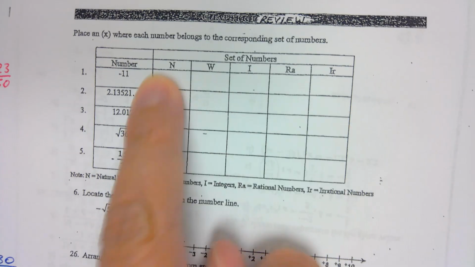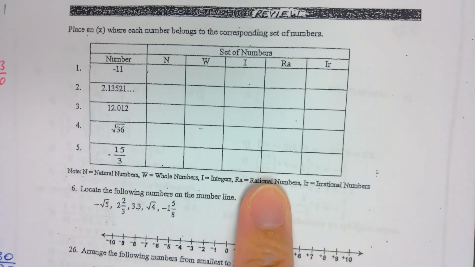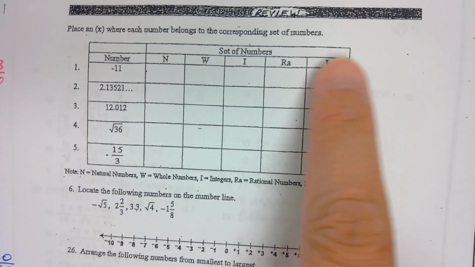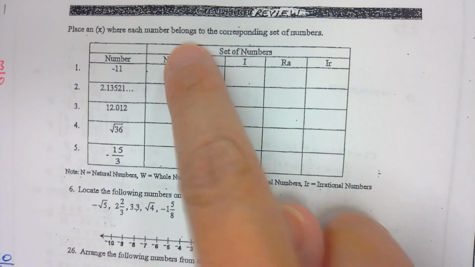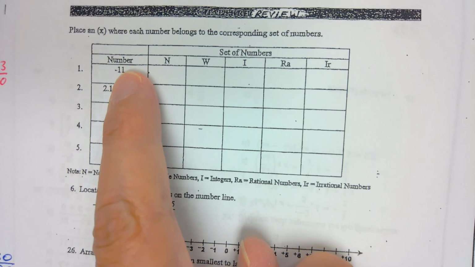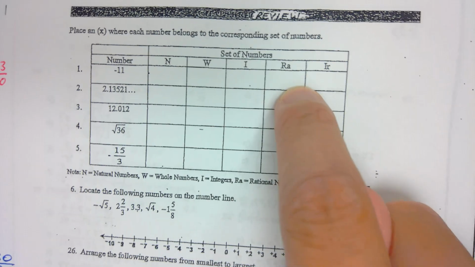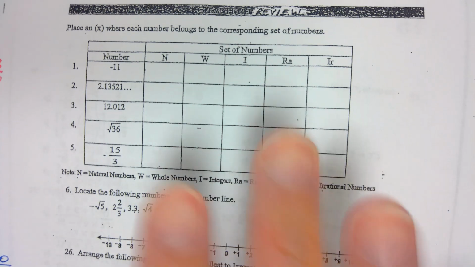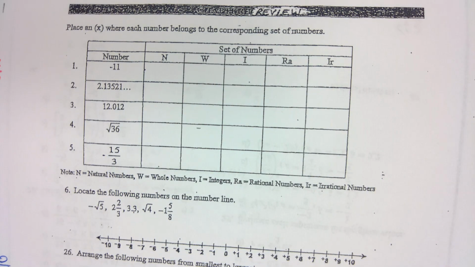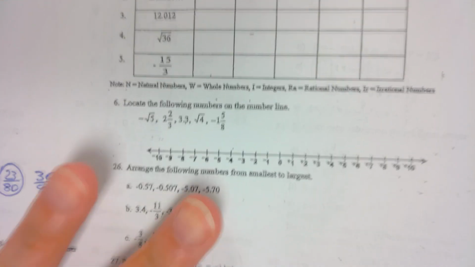Okay. Remember how to distinguish between natural number, whole number, integer, rational, and irrational. So for negative 11, if it's an integer and a rational, then you check both check marks, for example. Okay. Work on the review. See how you do. You can use your notes. You can refer back to it because this is a review for you guys. You're practicing. Okay. You can just keep going.